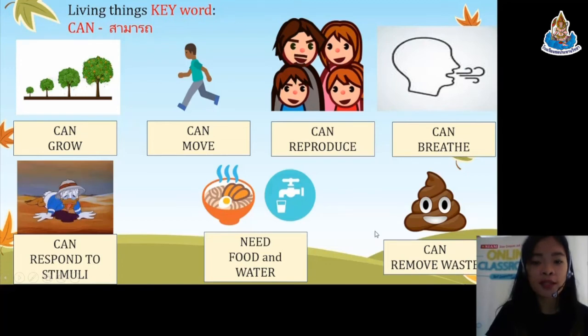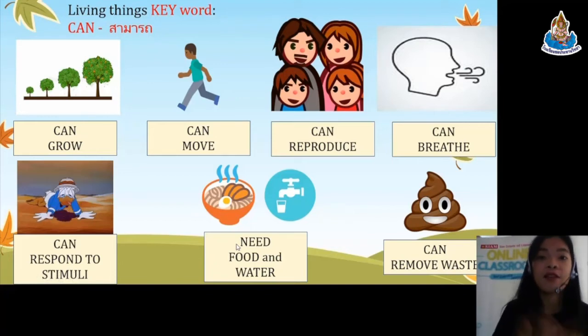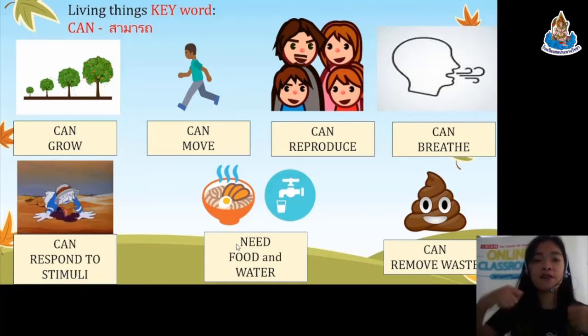Again, these are all the characteristics of living things. Living things are things that are alive, that can grow, can move, can reproduce, can breathe, can respond to stimuli, need food and water, and can remove waste.